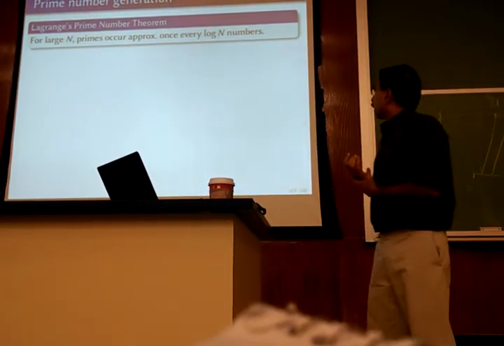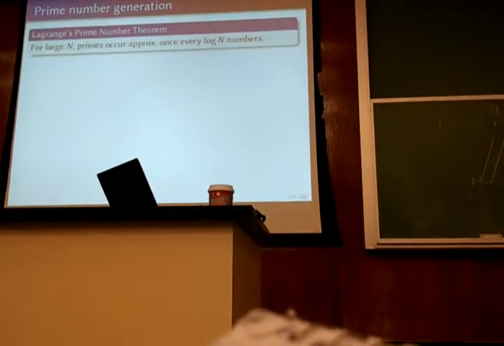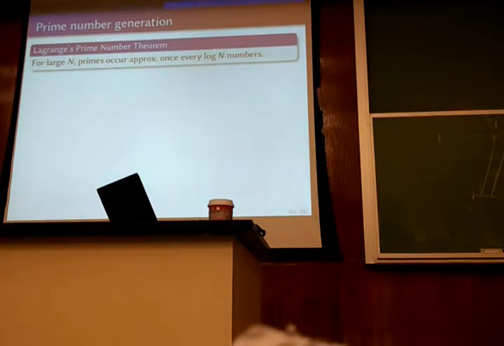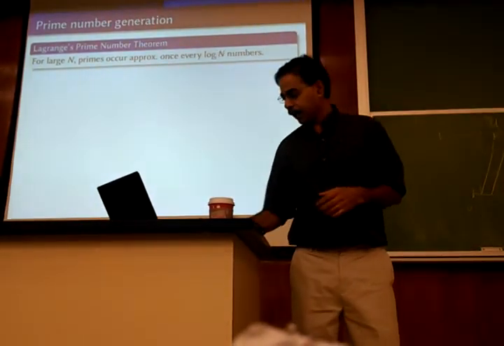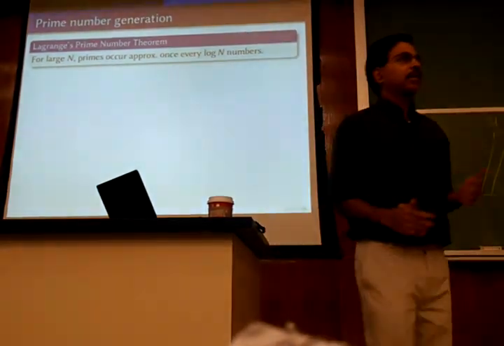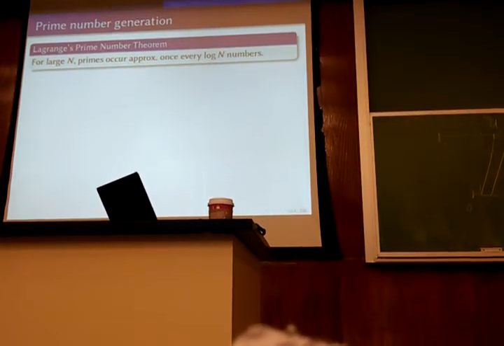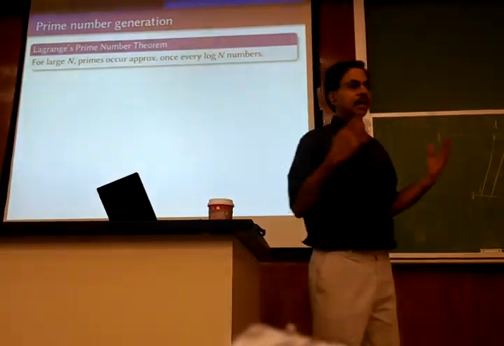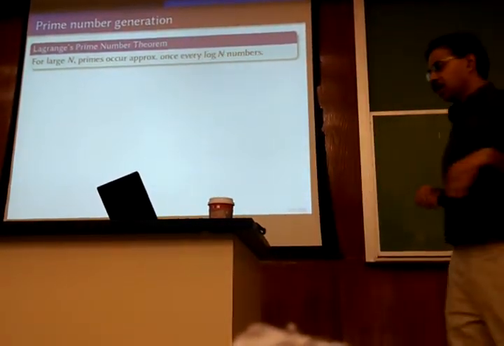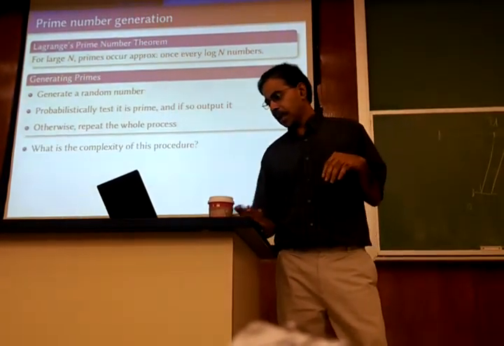So prime numbers. There is this theorem called Lagrange's theorem. It says that prime numbers occur fairly often. It tells you basically every log n numbers there is a prime number. So therefore, that gives you a good algorithm because you're going to generate a random number and test if it's prime. In log n attempts, you should come across something that's really a prime, and then you already have a good, fairly efficient way of checking if it's prime. So that is our algorithm.